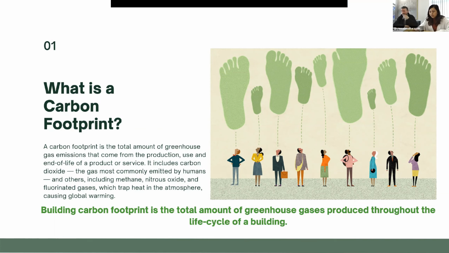A building footprint is a measure of the carbon dioxide emissions associated with the energy consumption of a building. This includes energy used for heating, cooling, lighting, and powering appliances and other equipment. The carbon footprint of a building is determined by the type of energy sources used, the efficiency of the building systems, and the occupancy patterns and the behavior of the occupants. The goal of calculating a building's carbon footprint is to identify opportunities for reducing emissions and improving energy efficiency, leading to a more sustainable and environmentally responsible built environment.